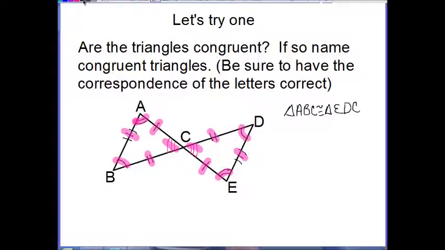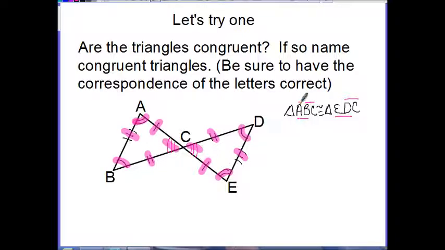For the segments, my first segment that was listed was side AB, which had a 3 tick mark on it. Let's look at ED. ED also had 3 tick marks on it. Let's look at my last 2 letters, BC. BC had a 2 tick mark on it. Let's go to DC. DC also has a 2 tick mark on it, so the correspondence is matching up.